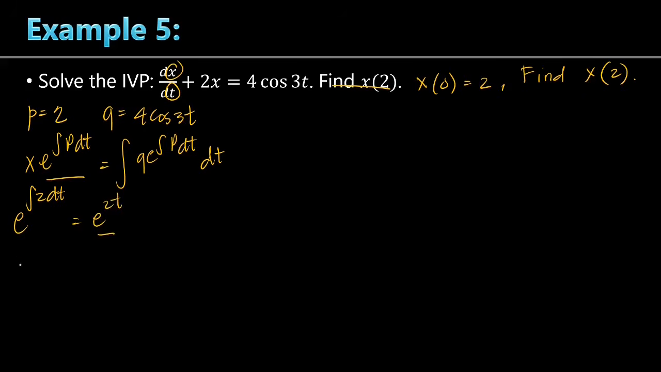Substitute it there. x e to the 2t equals the integral of q, which is 4 cosine 3t, times the integrating factor e raised to 2t dt. So what we will integrate is... Oh no! You get shocked because you realize you will be doing integration by parts again.